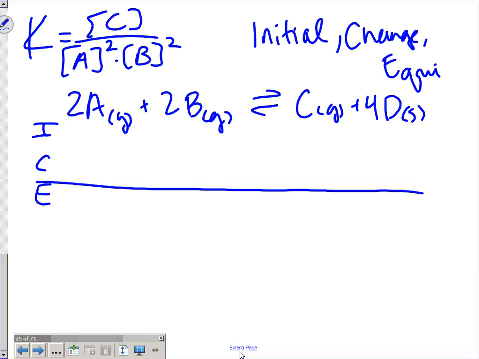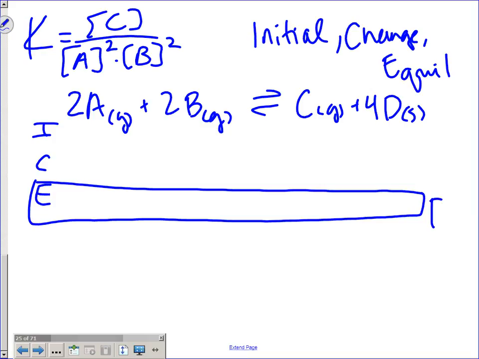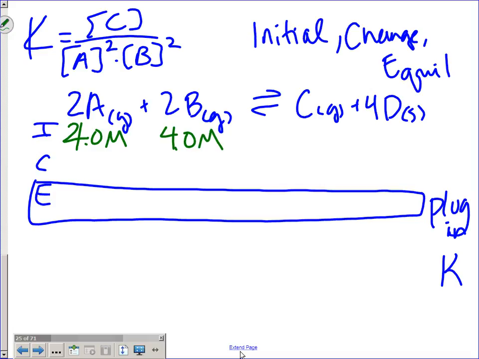Equilibrium. Right, so at the end, if we have equilibrium values, these can be plugged into K, and that's what we would then use to calculate the K expression. So, at initial, what did it say, 4.0? 4.0 molar of A existed, and 4.0 molar of B existed. So we're plugging those in under the A and B, alongside the I.